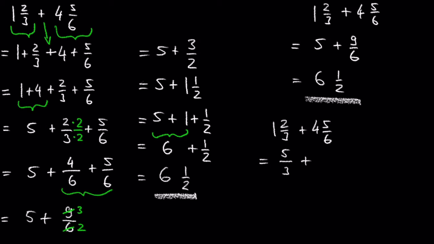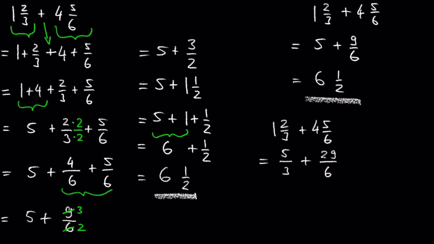6 times 4 is 24, plus 5 is 29. Again, keep the denominator and we get 29 over 6. The first step is done. We wrote the mixed numbers as improper fractions.